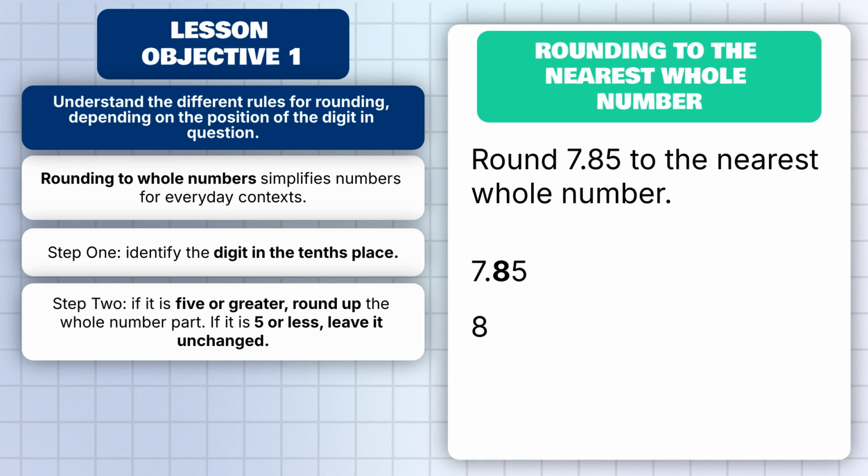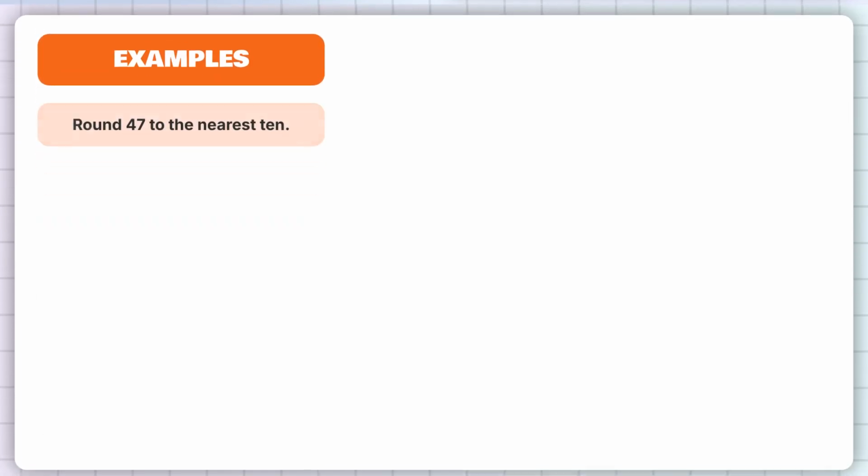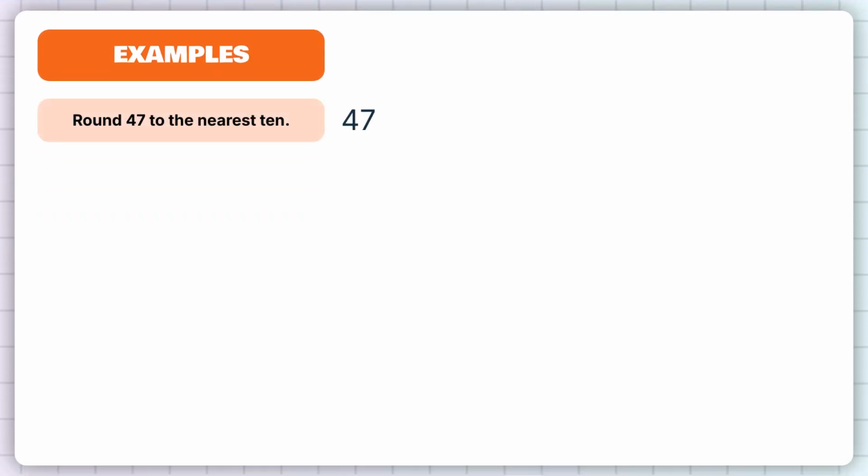Great! Now let's try some more examples. Let's first look at this question: round 47 to the nearest 10. To answer this, we need to identify the digit in the tens place, which in this case is 4. Then, we look at the digit in the units place, which is 7. Finally, we apply the rounding rule. The digit is greater than 5, so we round up. Therefore, 47 rounded to the nearest 10 is 50.